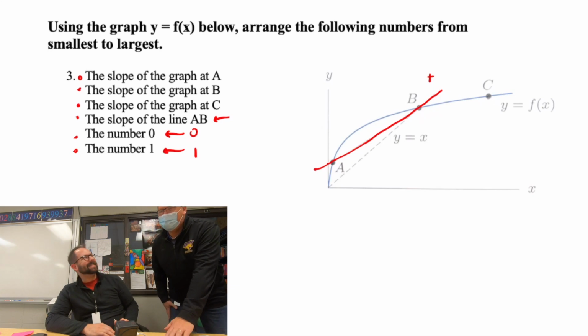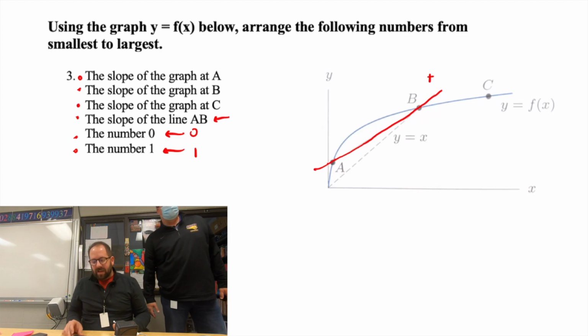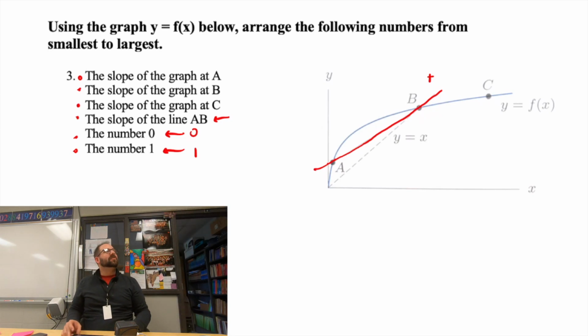All right, what are we working on? Slope. We're doing a practice guide. We have a test Friday. So we're looking at the slope of line A to B. The slope is positive, going up to the right. It's not a very big number. The more steep it is, the bigger the number. This is kind of flattening out, getting closer to 0.